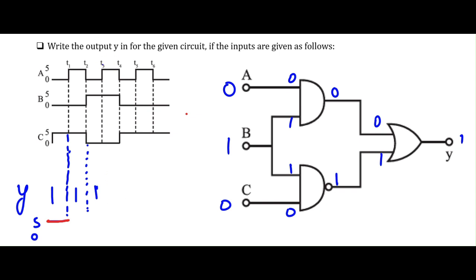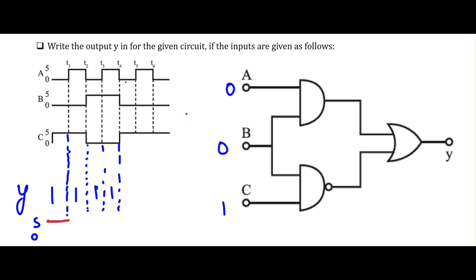Now checking for the fourth interval, that is T3 to T4. We can write inputs as 1, 1, 0. So there will be 1, 1, and 1, 0. Then the final output will be 1 here, 1, 1, and then 1. Again, we have 1.